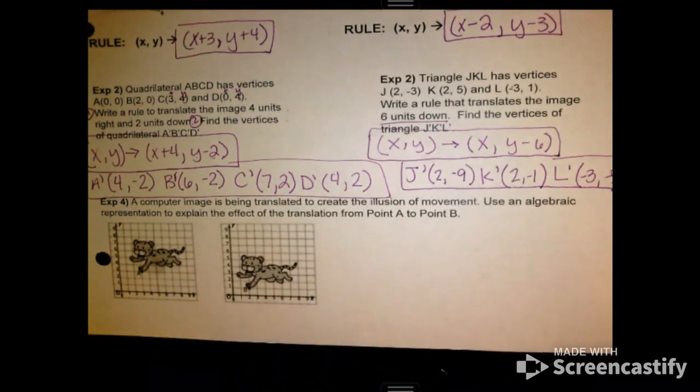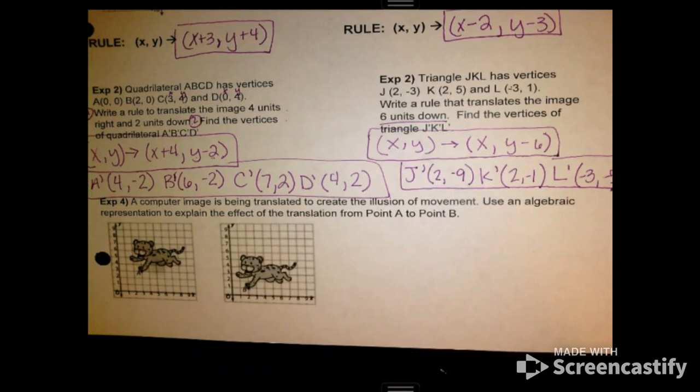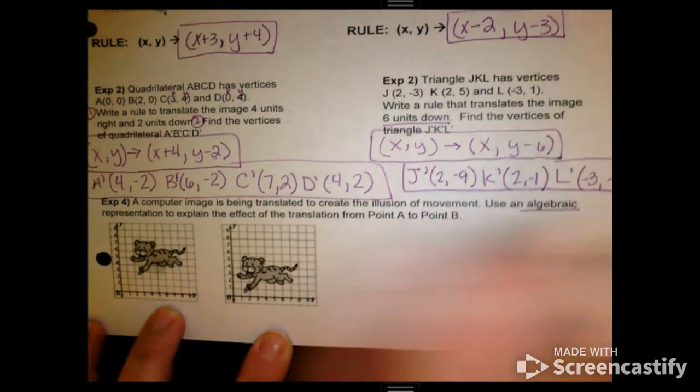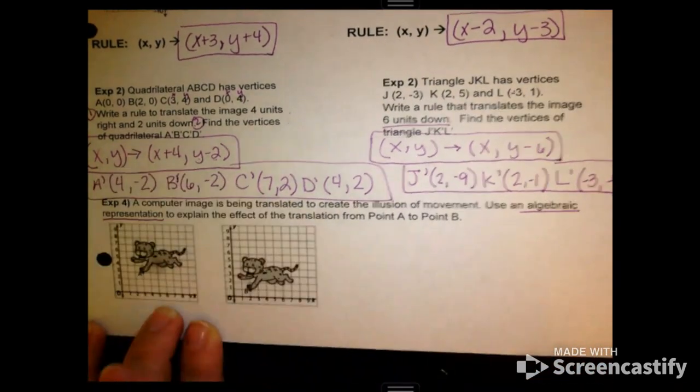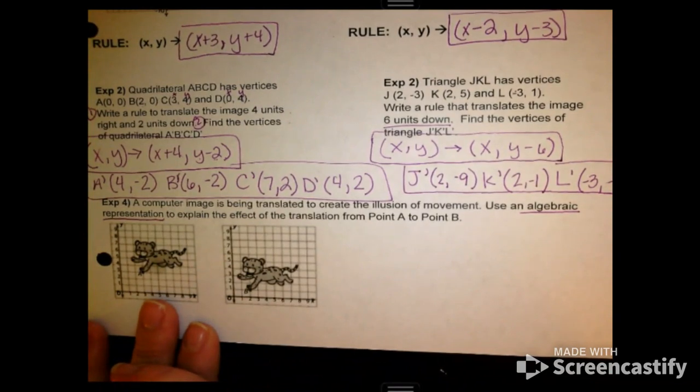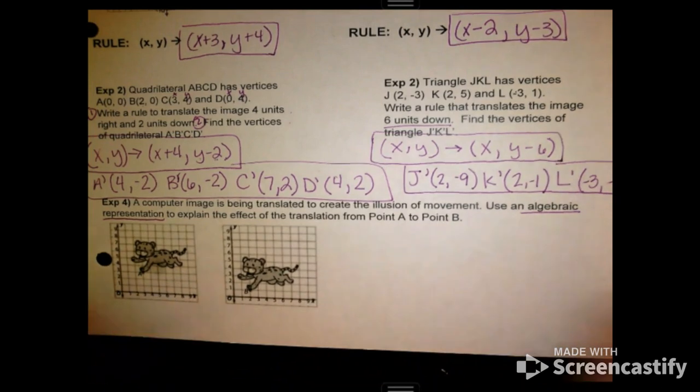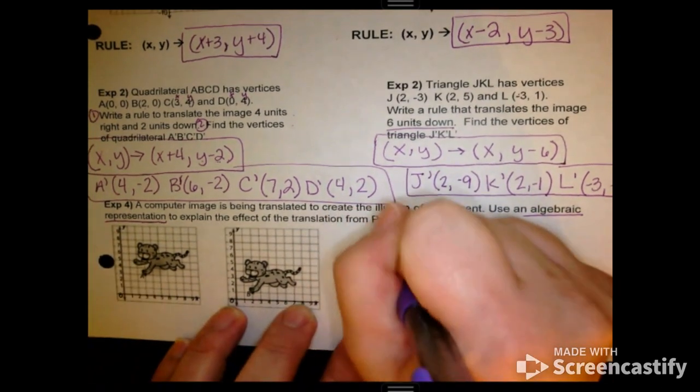Okay. All right, a computer image is being translated to create the illusion of movement. Use an algebraic representation. Guys, anytime you see that, do y'all remember what that means? Calculator. No, write it out. Okay. To explain the effect of the translation from point A to B. So what we're going to do, writing it out, we're going to write the rule.